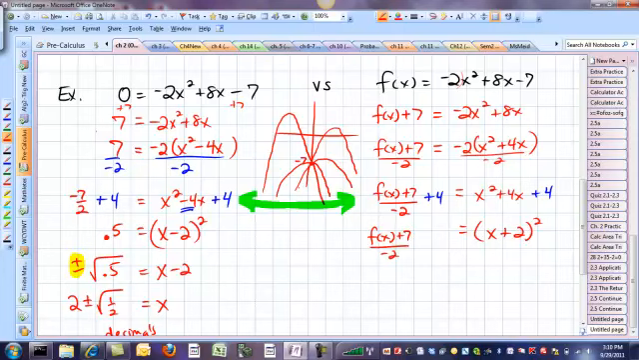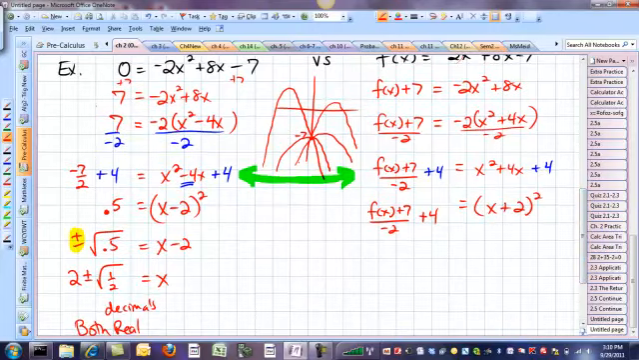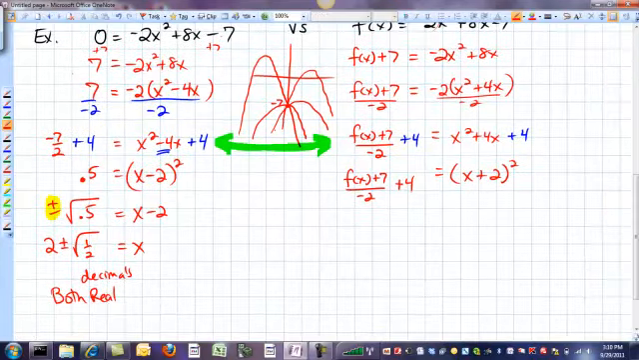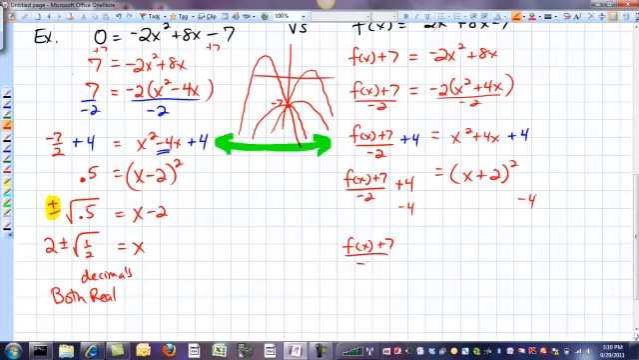I still have all this, and it looks a little scary, but the good news is all I have to do is undo it. I don't have to do any other trickery to it. So I'm just going to slide that back over, and I'm left with f of x plus 7 over negative 2 equals x plus 2 quantity squared minus 4. So I move that 4 back to the other side. Now in order to get rid of that negative 2 on the divided by, I got to multiply by a negative 2. But I got to multiply everything by a negative 2.